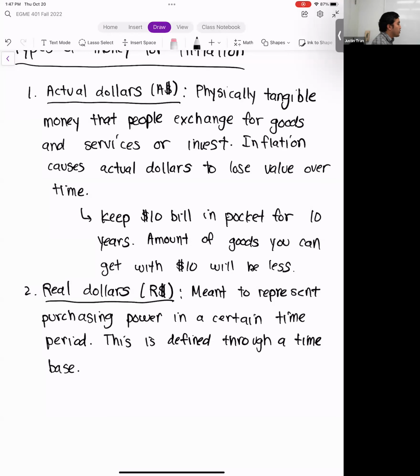When you talk about real dollars, you have to say what time period or what year those real dollars are meant to represent. Because if you talk about $10 of purchasing power in 2022, that's going to be real different than $10 of purchasing power back in 1972. All right. So as opposed to the actual dollars, real dollars already factor in inflation. So sometimes people will call these inflation-free dollars.